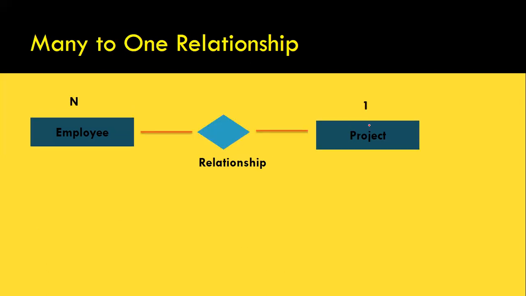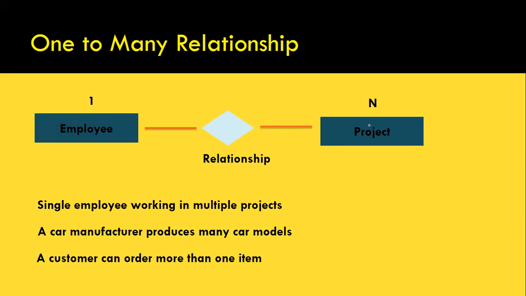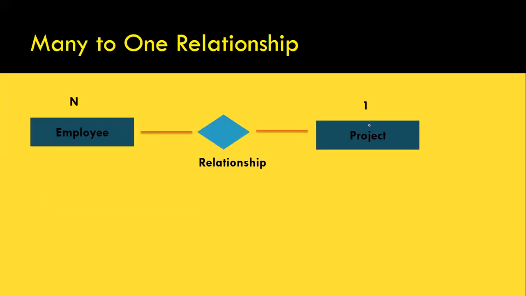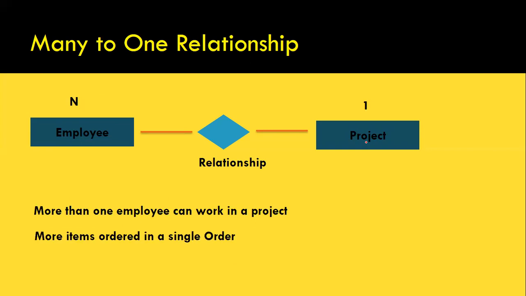Next, the many-to-one relationship, the opposite of one-to-many. In this case, more than one employee can work on a single project. This is one example. The other example is many items ordered in a single order. This is just the opposite of one-to-many. So we have seen one-to-one, one-to-many, and many-to-one.